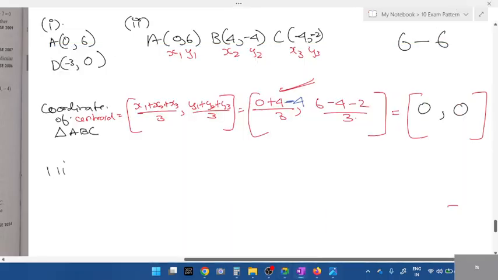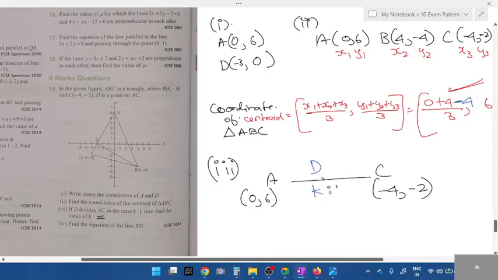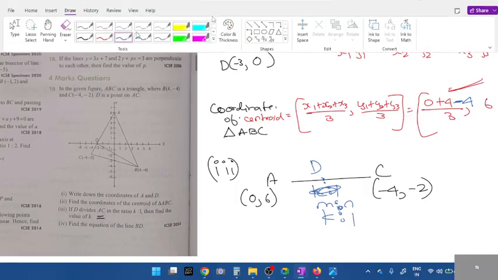Third question. What is third one given? If D divides AC, which line, students? C or AC? We need to take AC. What is the coordinate of A? 0, 6. What is the coordinate of C? -4, -2. D divides AC in what ratio, students? K is to 1. Even if they don't give K is to 1, if they give M is to N, we should always take it as K is to 1. Remember that concept.